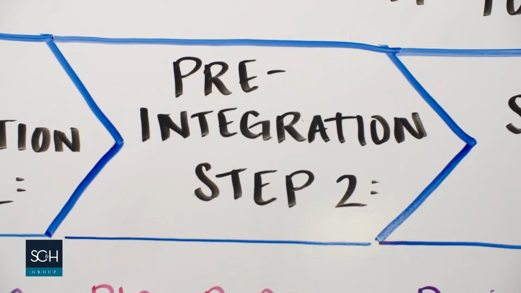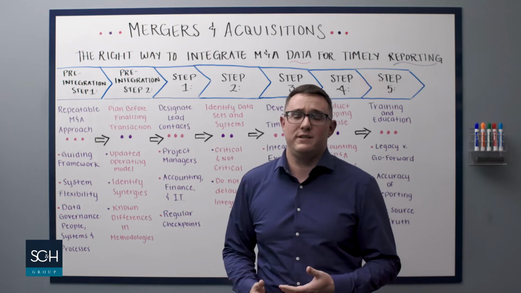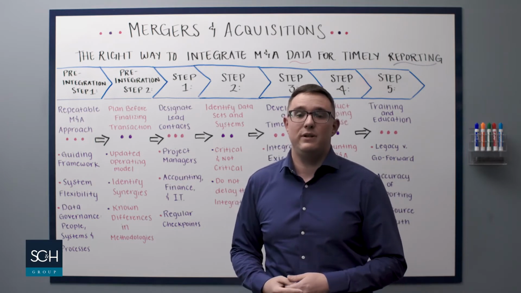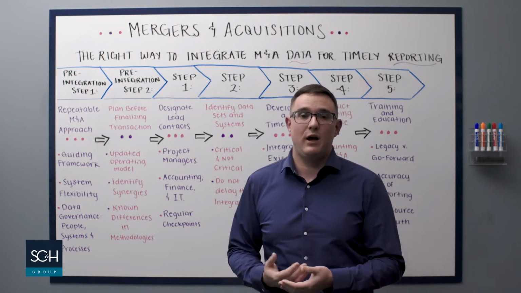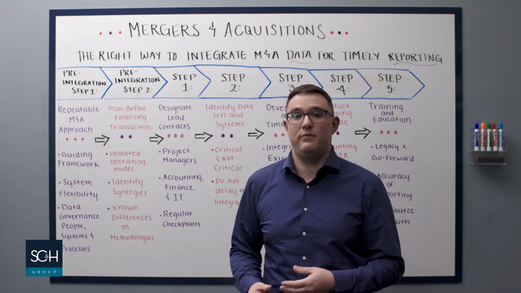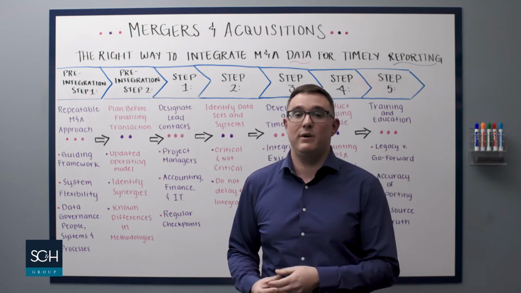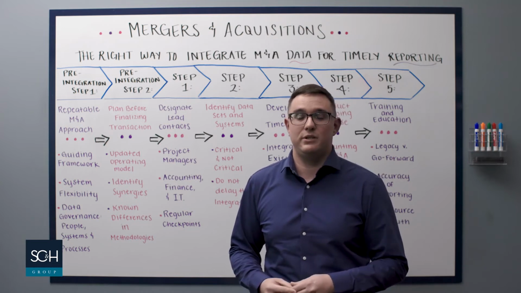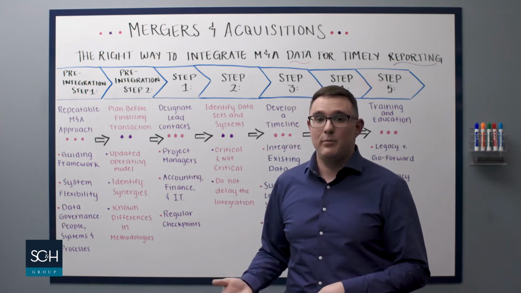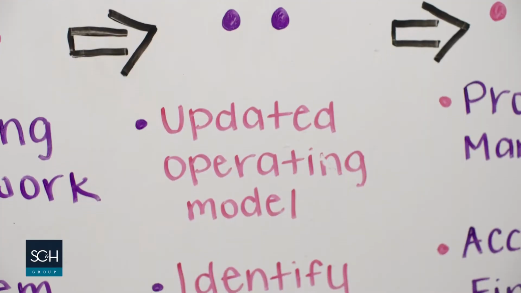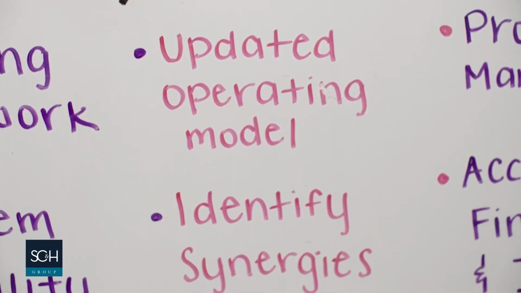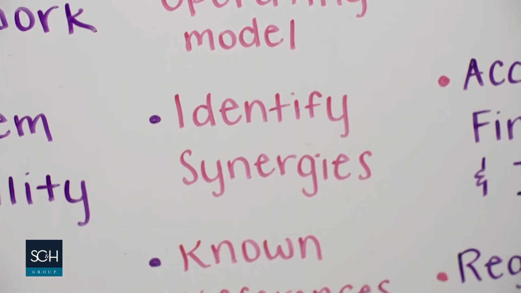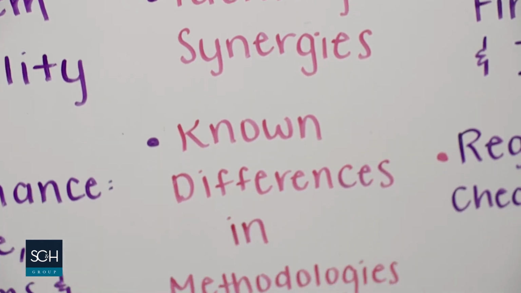So moving along, we have integration step number 2 here, which is planning before the integration and before the transaction is closed. So what needs to happen here is the operating model needs to be evaluated to see if it needs to change and how it might need to change across the old organization to the new organization. In addition to the operating model, you'll want to look for any synergies or any known differences in methodologies across the acquiring and acquired company.